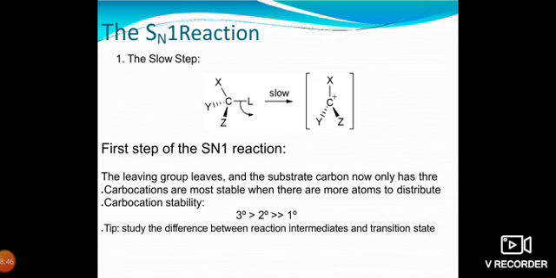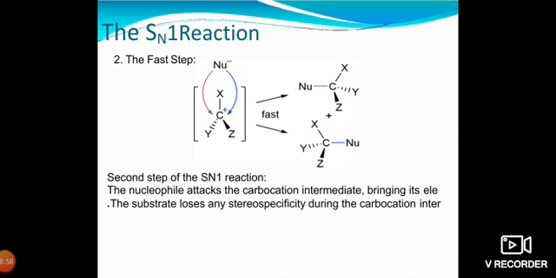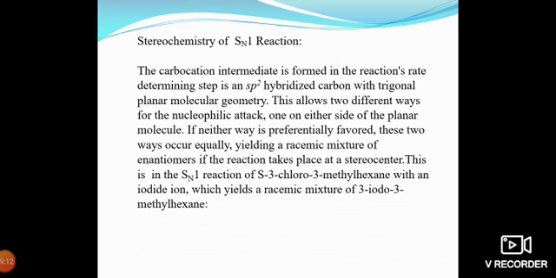Carbocations are most stable when there are more atoms to distribute the charge. A tertiary carbocation is more stable than secondary, which is more stable than primary. In the second step, the nucleophile attacks the carbocation intermediate. Then the substrate loses any stereospecificity during the carbocation intermediate. And next, the stereochemistry of the SN1 reaction.